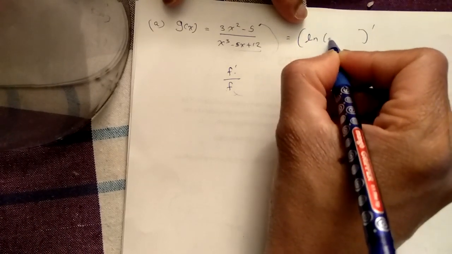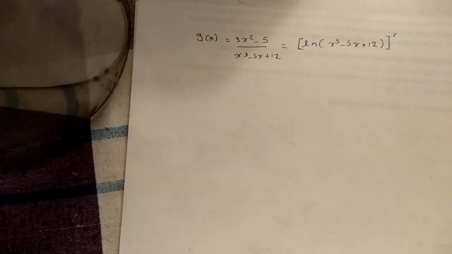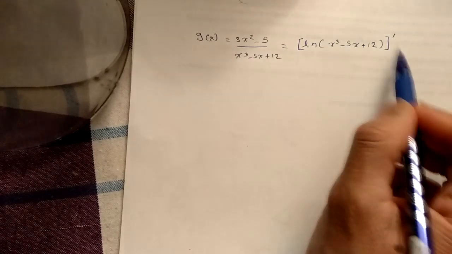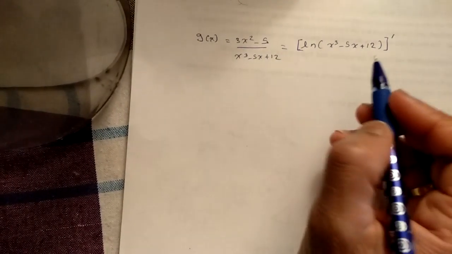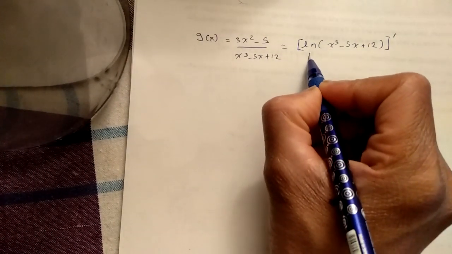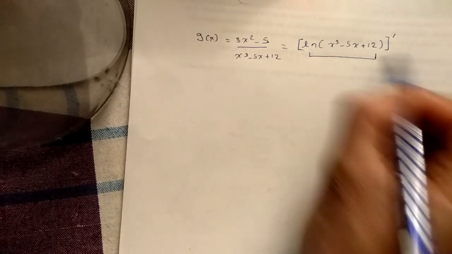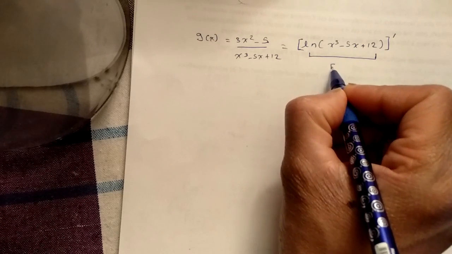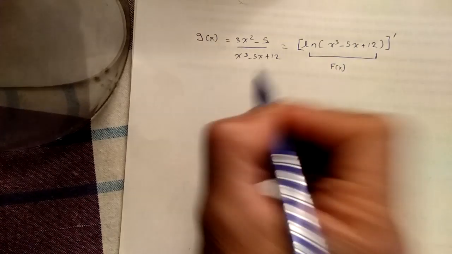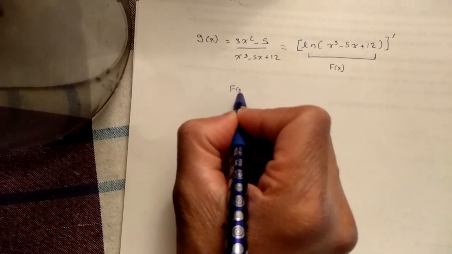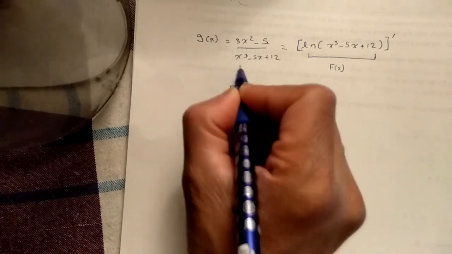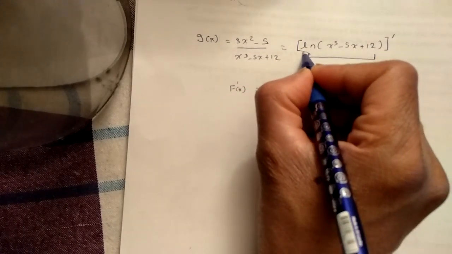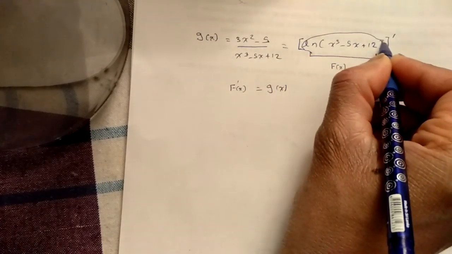So we can just write this one as the derivative of ln of x cubed minus 5x plus 12. The derivative of this thing is equal to this one. So we can directly write down the antiderivative. We can extract out an antiderivative as this one. In other words, if we differentiate capital F(x), you will get simple g(x), where capital F(x) is equal to ln of this term.